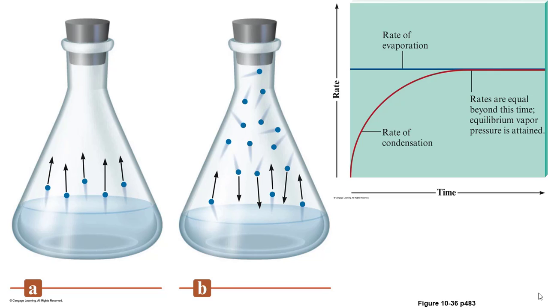How about I evaporate? But then some of them are going to collide with walls, some are going to recollide with the surface of the water, and so they're going to go back into solution. So that's condensation. At any given moment for this capped flask, you're going to have both evaporation and condensation happening. Initially, you're going to have a really high rate of evaporation, but then that's going to flatline, and your rate of condensation is going to increase, like you see in this figure on the right, until the rates of the two are equal and equilibrium vapor pressure has been obtained.